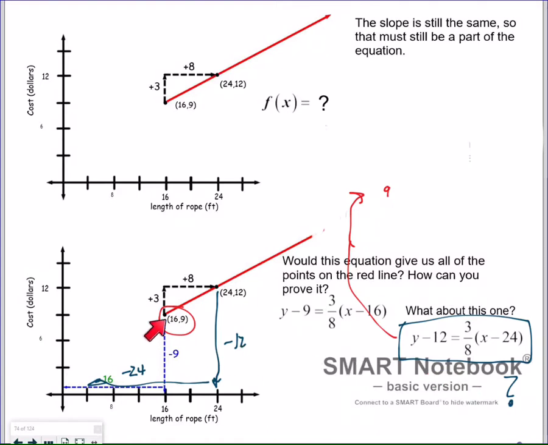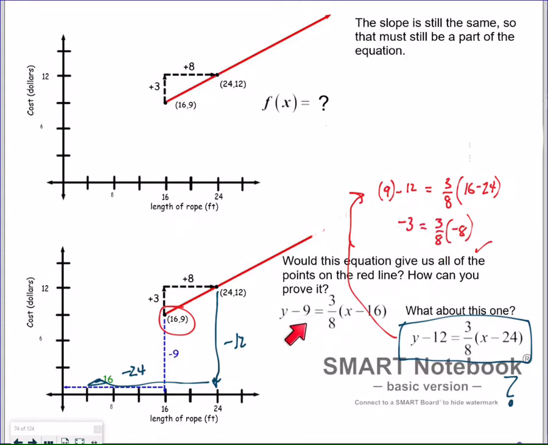Again, I'm going to take the point 16, 9, which is one of the points on the line, and it should make this equation true. 9 minus 12 equals 3/8 times 16 minus 24. And 9 minus 12 is negative 3. 16 minus 24 is negative 8. Ooh, and sure enough, 3/8 times negative 8 would be equal to negative 3.